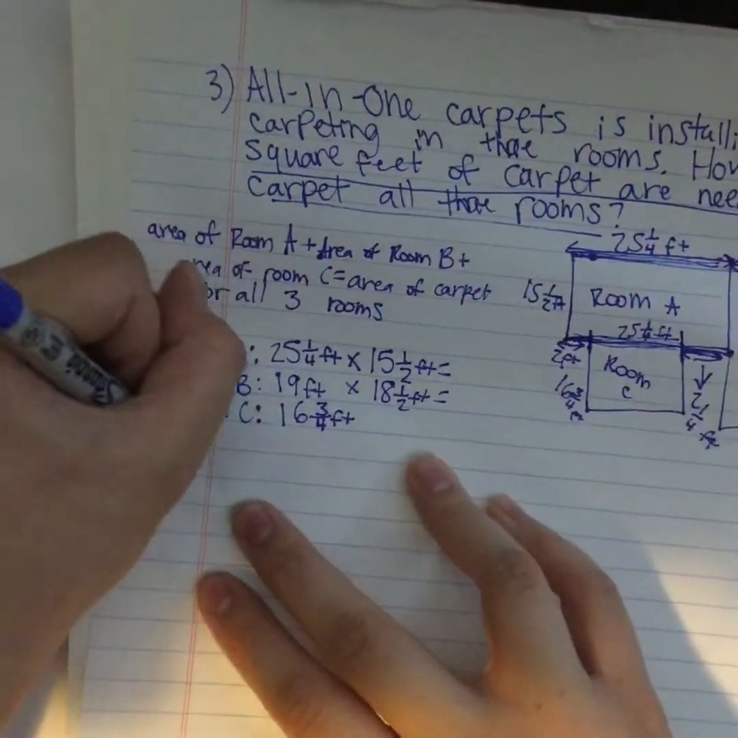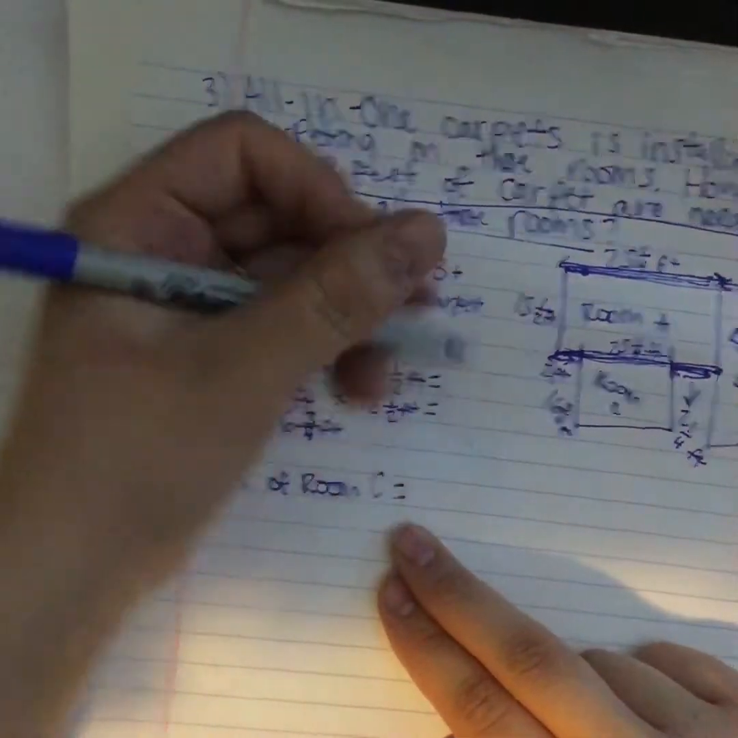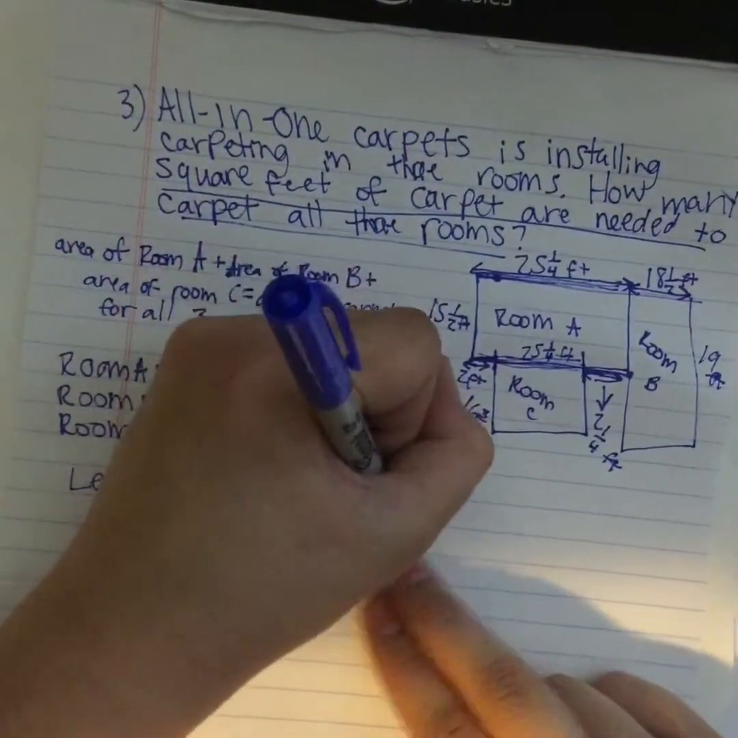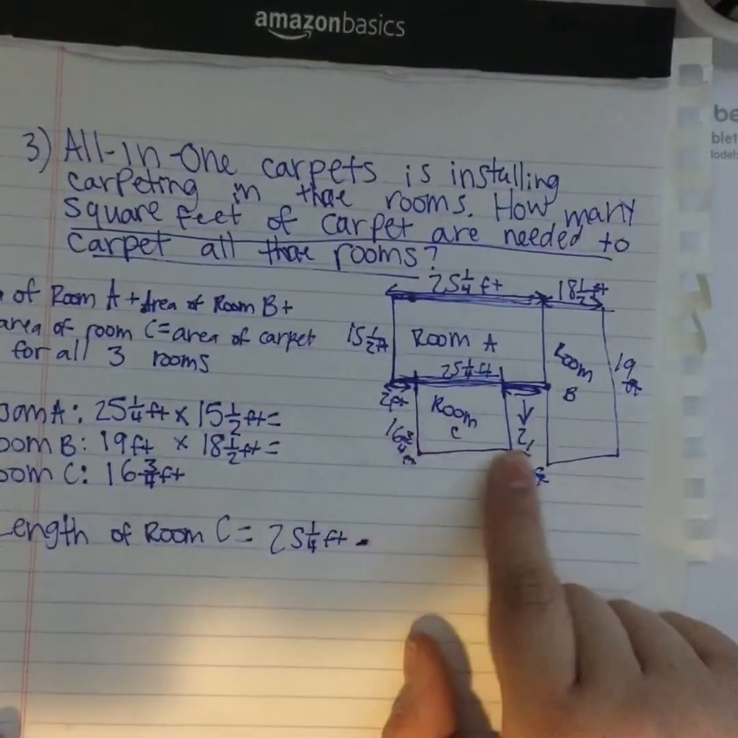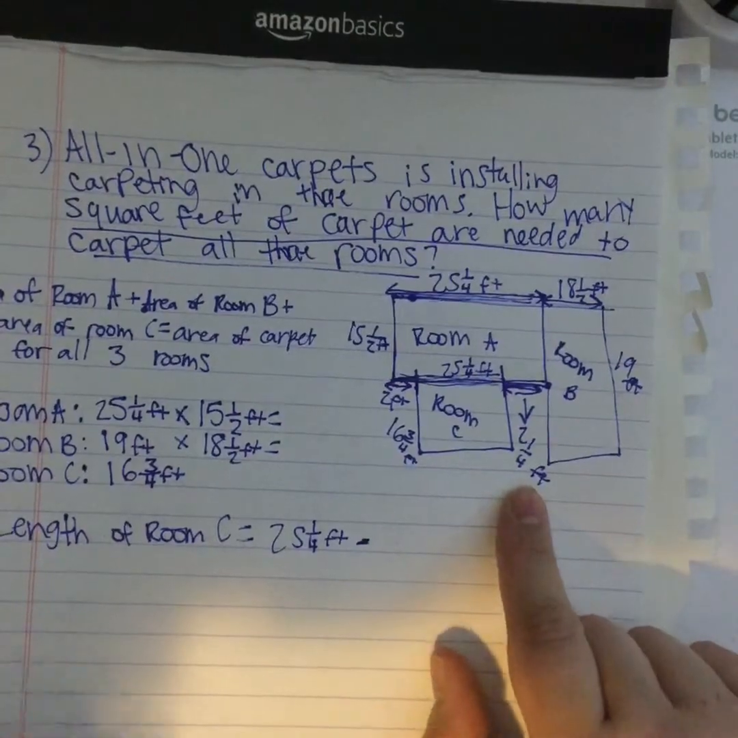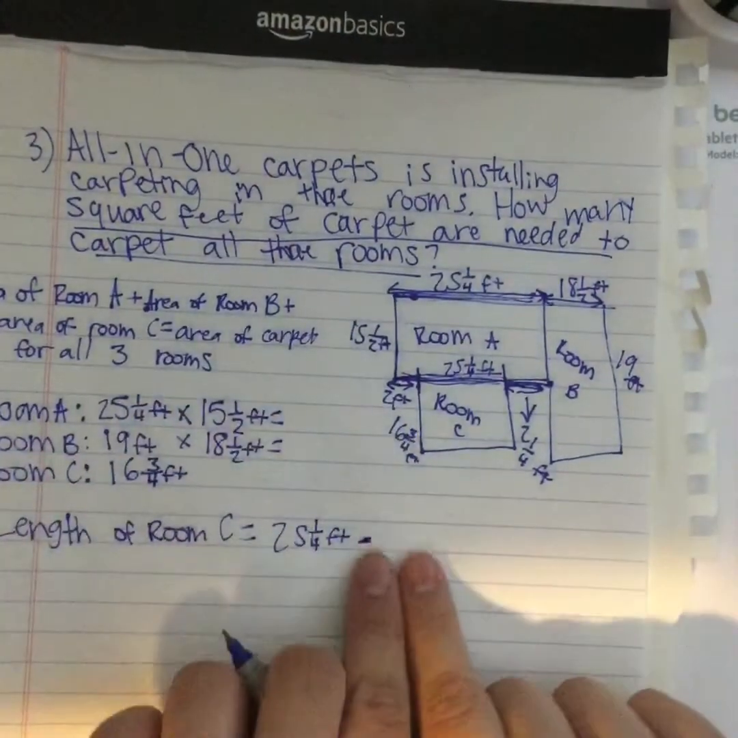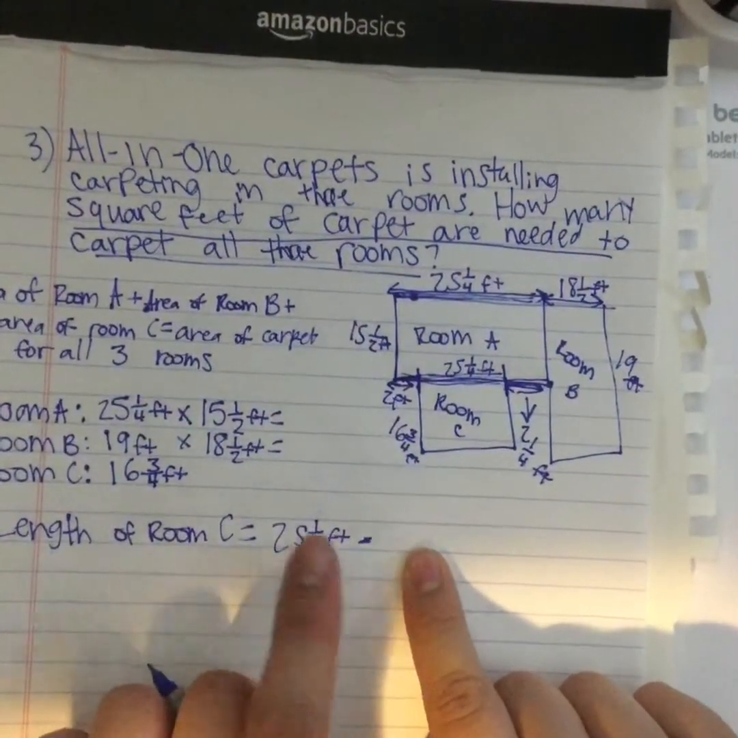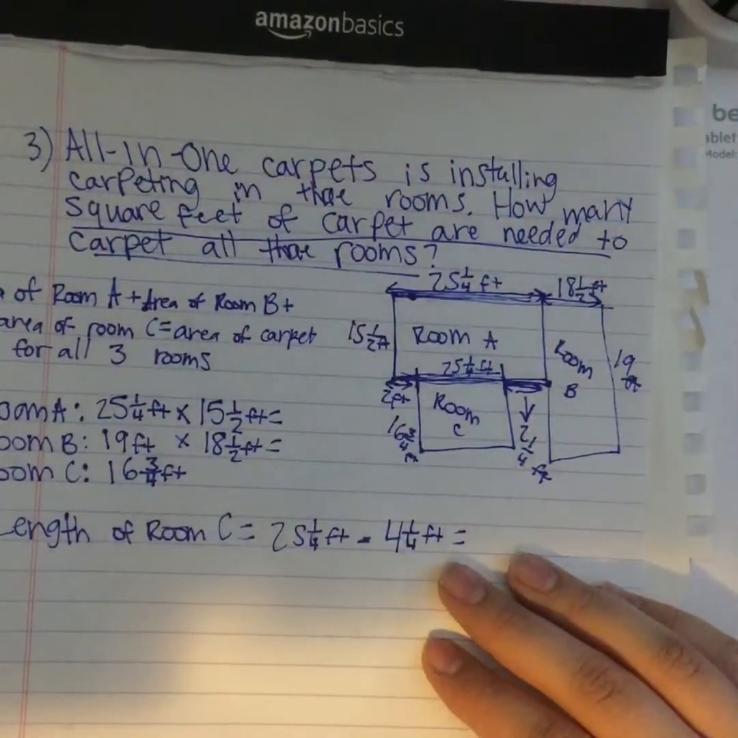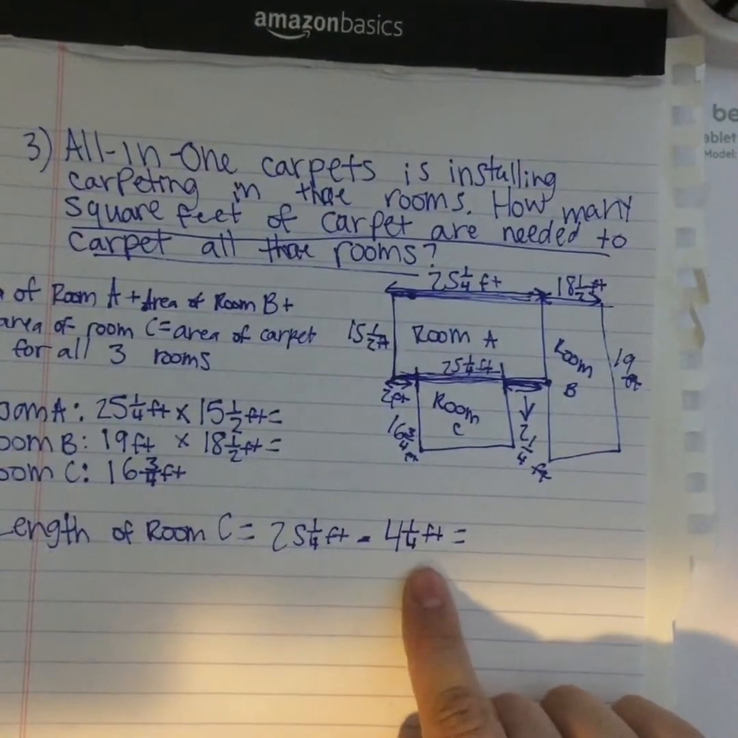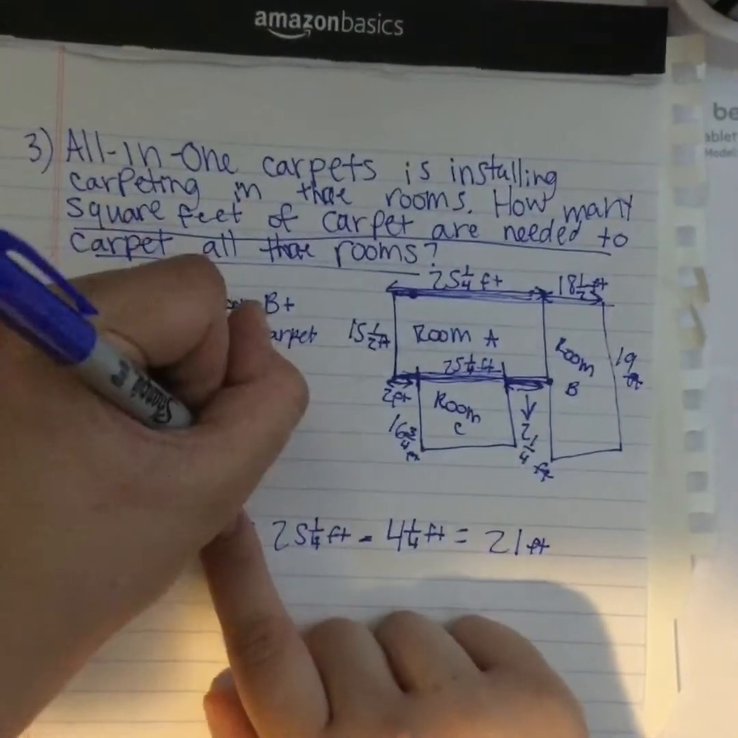So I'm taking the length of room C, and I know that's going to equal 25 and 1/4 feet minus the 2 feet and minus the 2 1/4 feet. Since I'm subtracting both of those, I can add both of these and subtract them both from this total over here, and I'll have what's left over. So my 25 and 1/4 feet minus 4 1/4 feet, well, that just equals 21 feet. So now I have my final measurement.